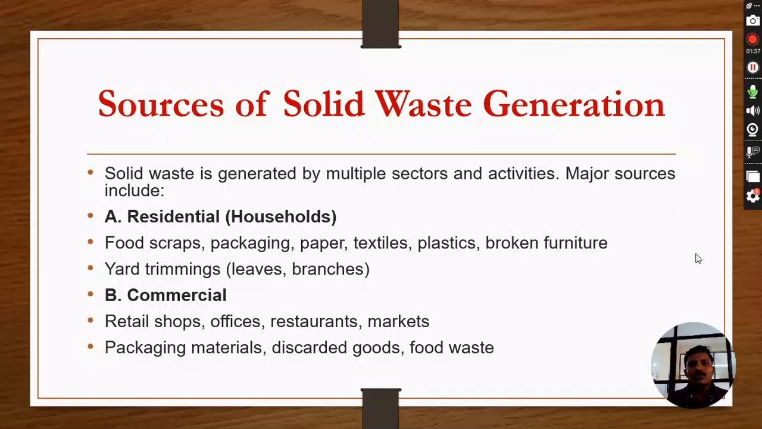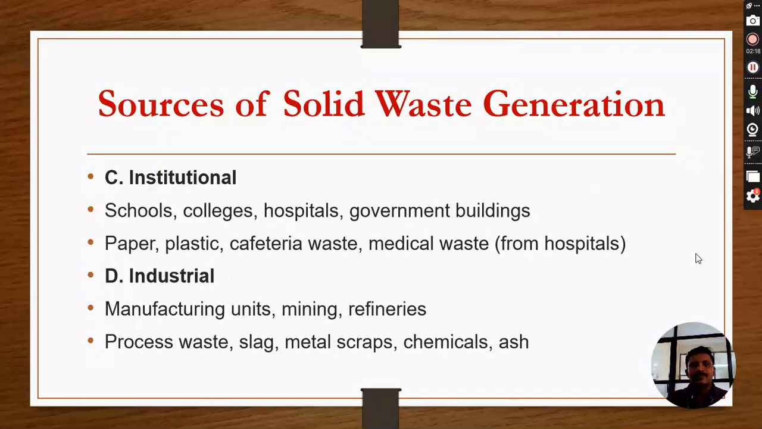Most of the waste generated from residential areas is food scraps, packaging, paper, textiles, plastic and broken furniture. These are the main waste items generated from residential areas. And trimmings like leaves and branches are also generated from residential areas. And commercial areas like retail shops, offices, restaurants and marketplaces mainly produce packaging materials, discarded goods and food waste.